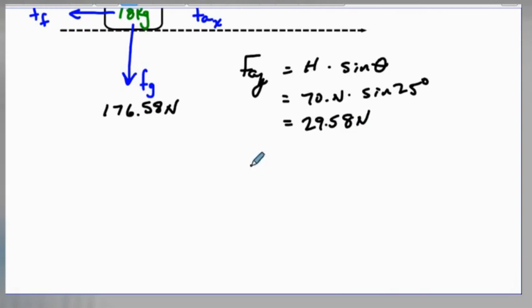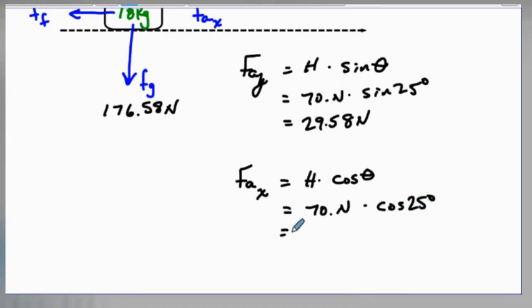So now the question is, do I do the other one? And I think I will while I'm at it. I'm going to figure out my FA in the x direction. And that would be h, my hypotenuse, times the cosine of the angle. Once again, the hypotenuse is 70, and we're going to multiply that by the cosine of 25 degrees. And we're going to see that this equals 63.44 newtons in the x direction. I'm just going to put a little arrow reminding you, this is going this way, this is going that way.